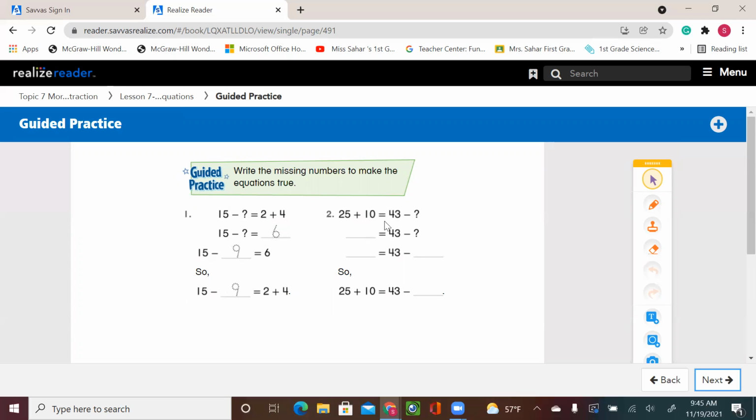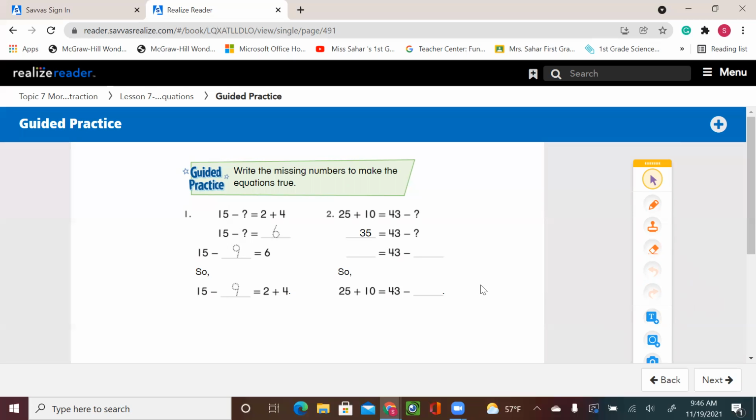25 plus 10 equals 43 minus something. Again, I need to find the first part of my equation. What do I have? 25 plus 10. That's easy. 25 plus 10 equals 35. So that's the first part. That will help me to get the second part. Now I'm looking at a simple equation. 35 equals 43 minus something. So let's see. I have to get the parts, both parts equal the same.